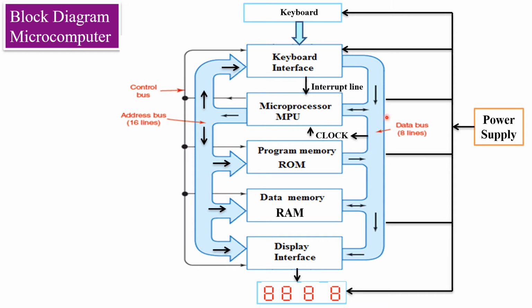So we have seen the block diagram of a microcomputer. You have to write the explanation for all these blocks as well as the lines that are nothing but control lines, address bus, data lines, power line and interrupt line. For 4 marks, student, the question comes: draw a neat labeled diagram of microcomputer and explain each block in brief.